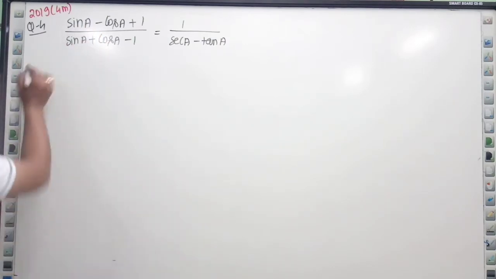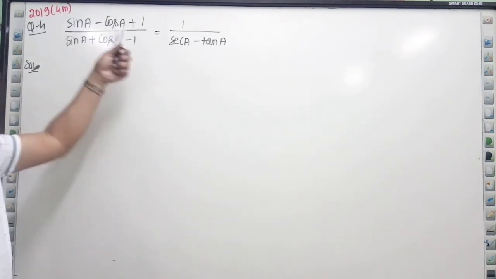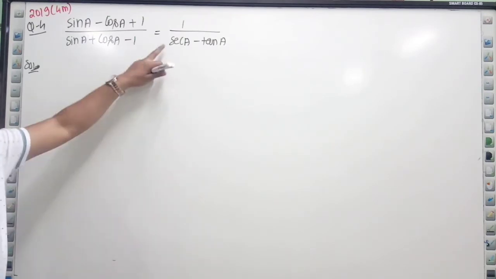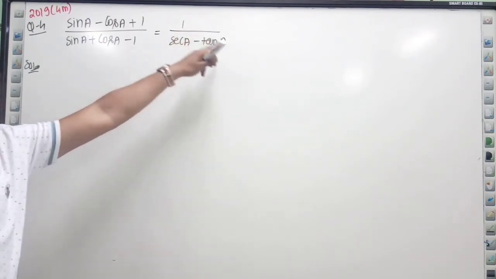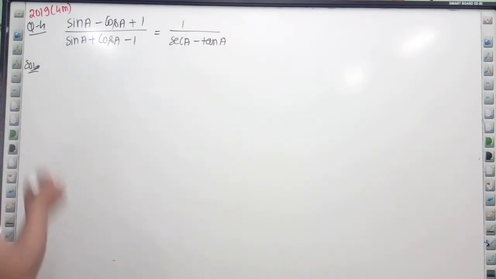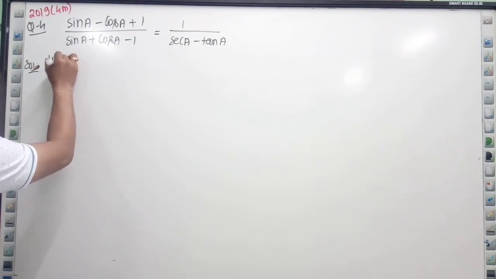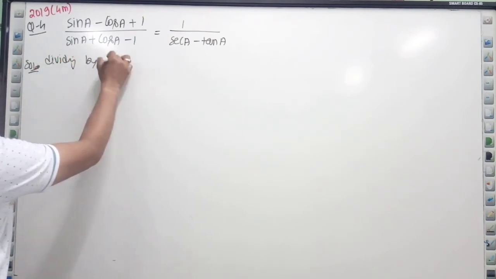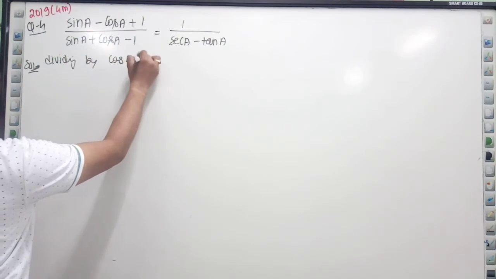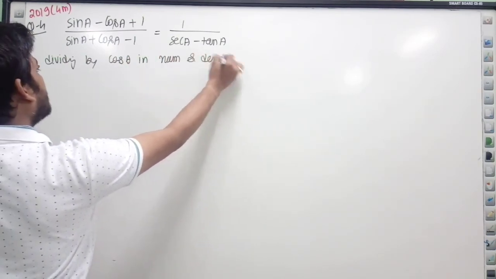What we are going to do, we will be doing according to the RHS. In the RHS we are having sec and tan, so we'll convert it into sin and cos. What is sec theta? 1 by cos, tan is sin by cos. So both have cos in the denominator, so I am taking the LHS side and I am dividing by cos theta in numerator and denominator.